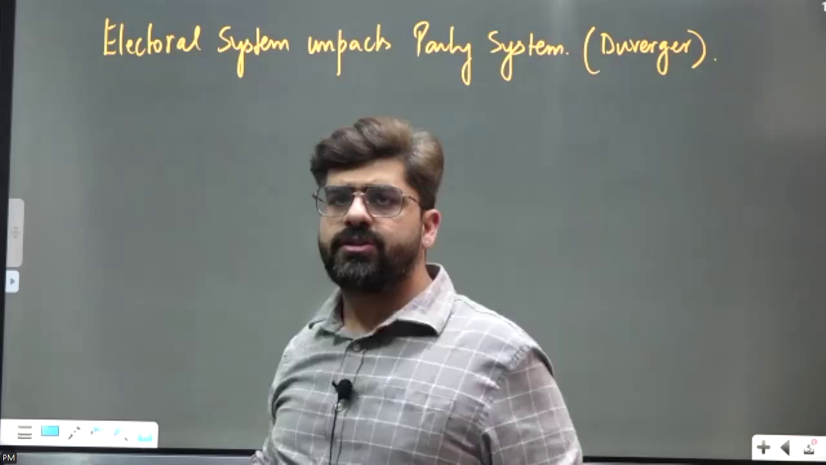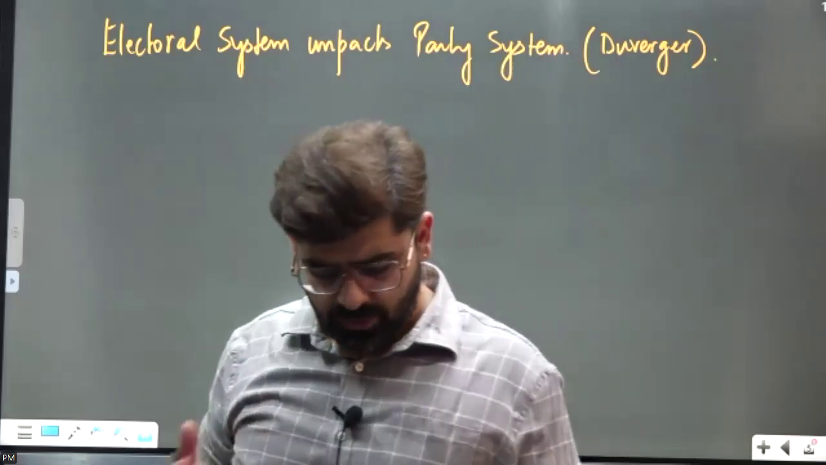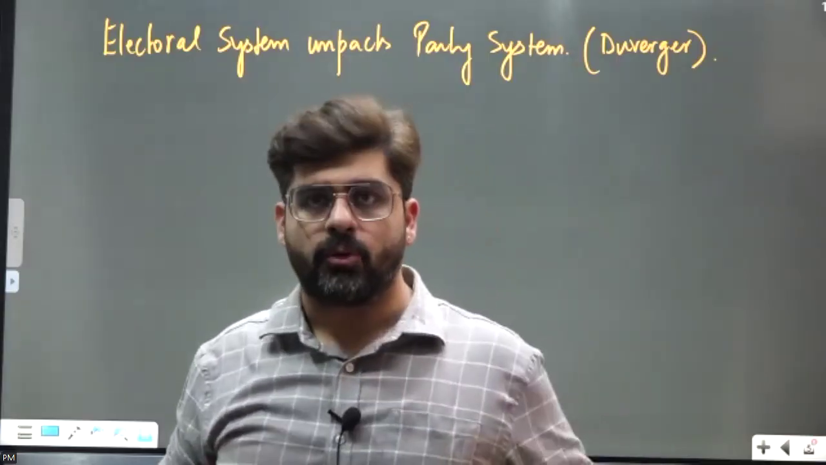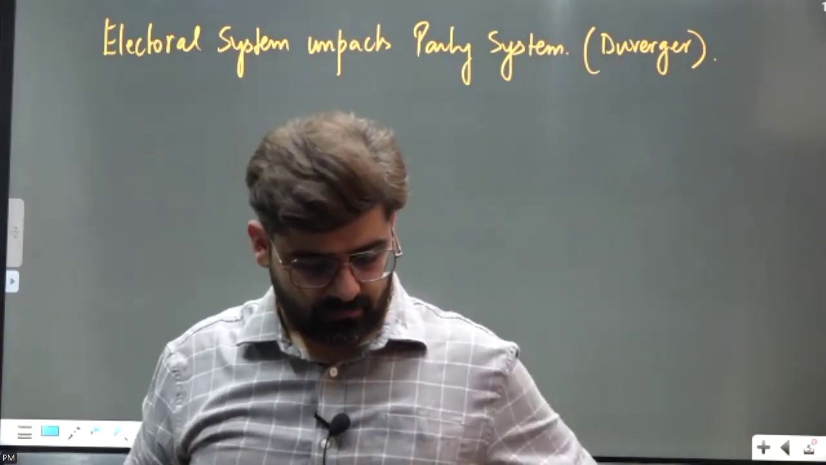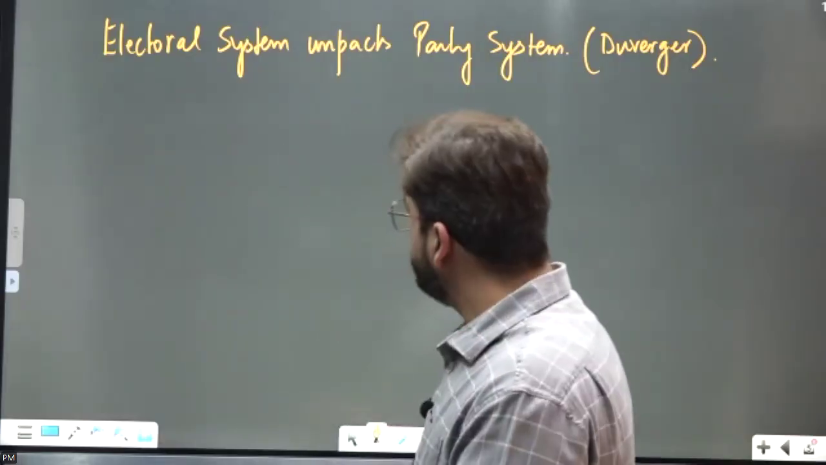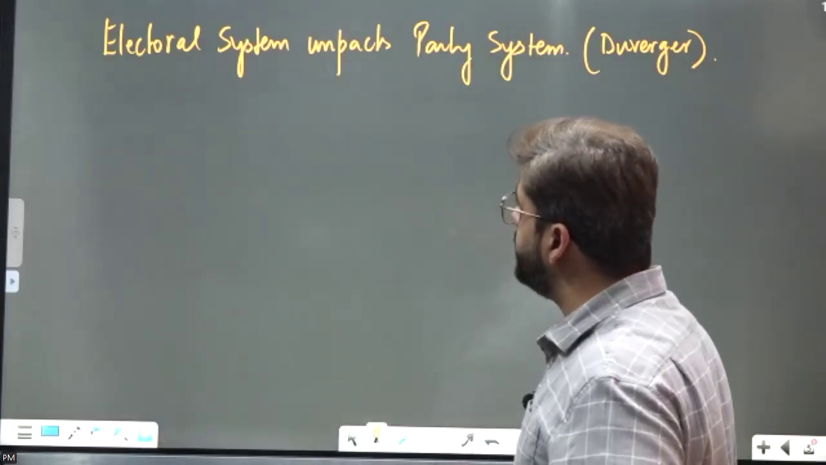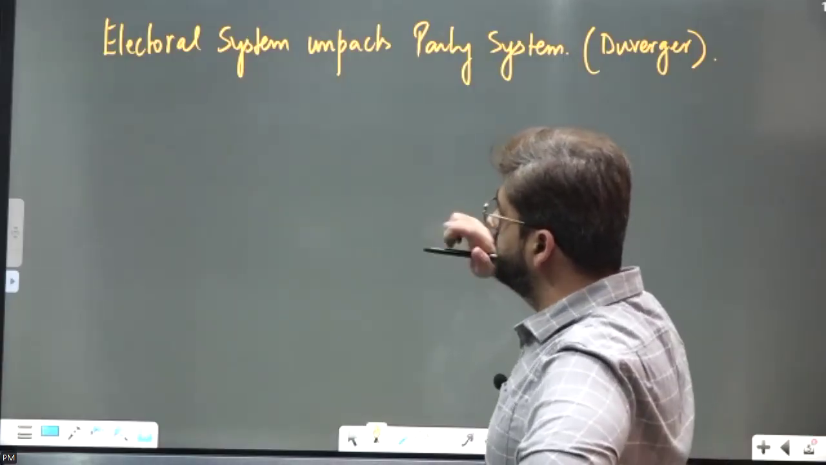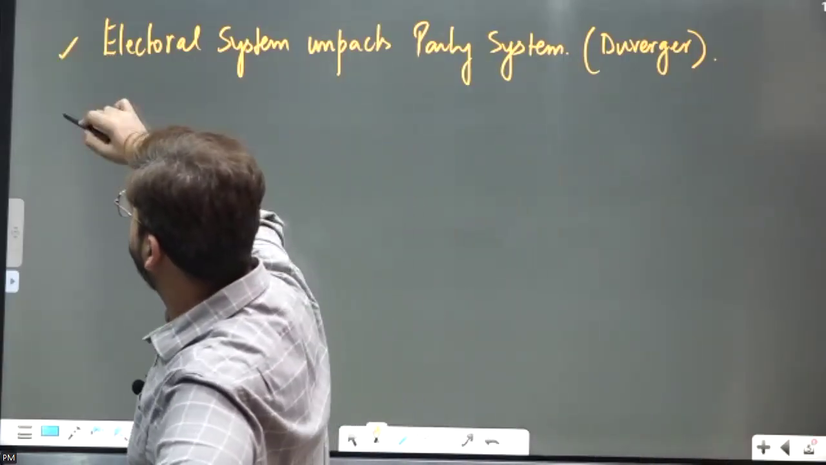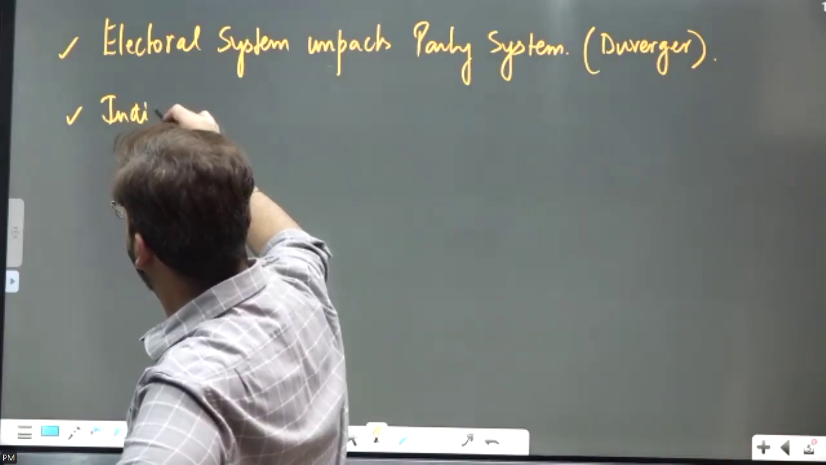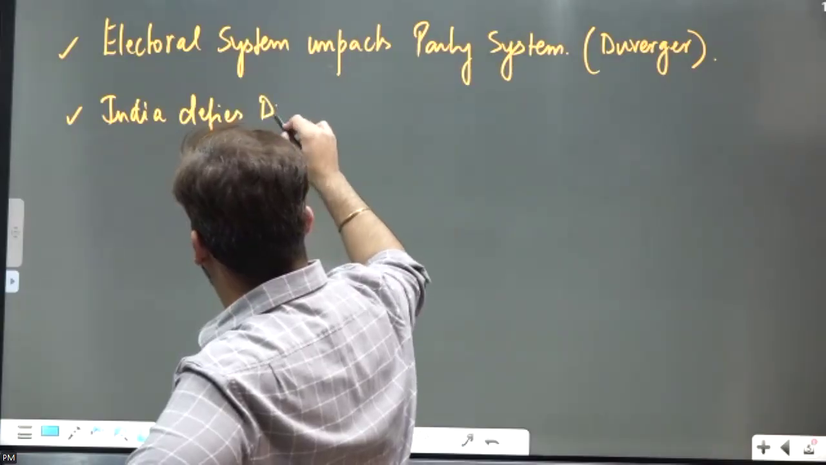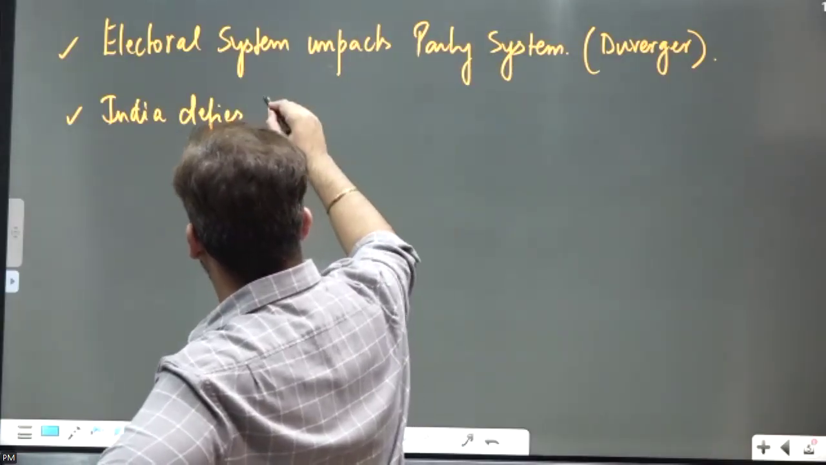Okay, Maurice Duverger is a very, very important thinker, a political scientist who has done a lot of studies under the behavioral approach. So his classification is a widely accepted classification, and this helps us understand things. But India defies Duverger's law. Okay, one is this.